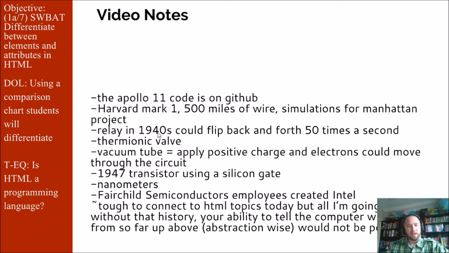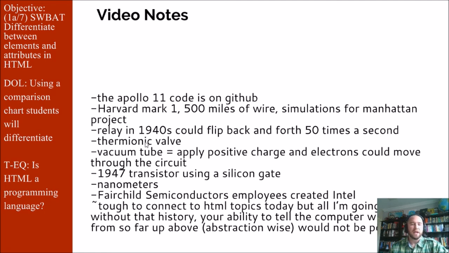The relay in the 1940s could flip back and forth 50 times a second. I want you to think about that when we learn about gigahertz and what that means for a computer processor to have 2 gigahertz or 4 gigahertz.